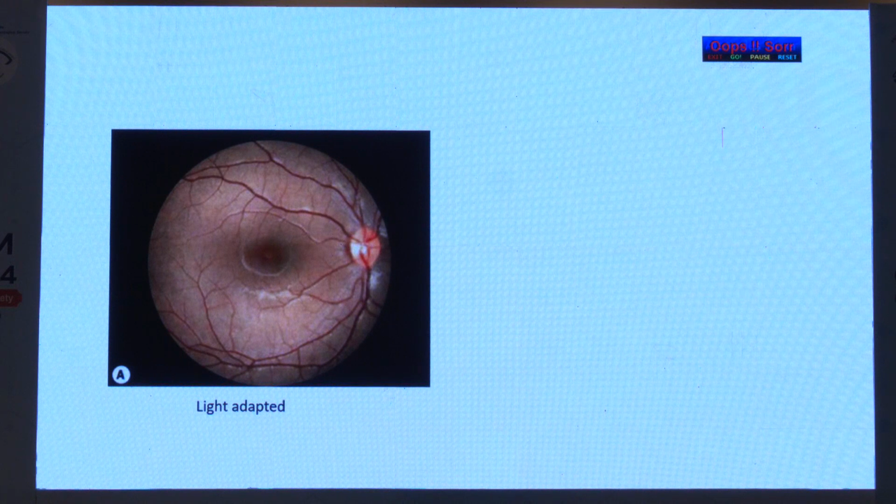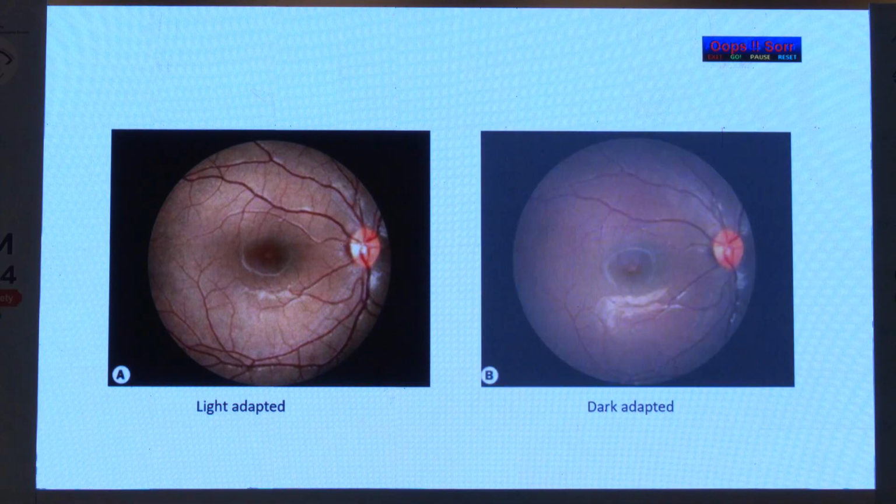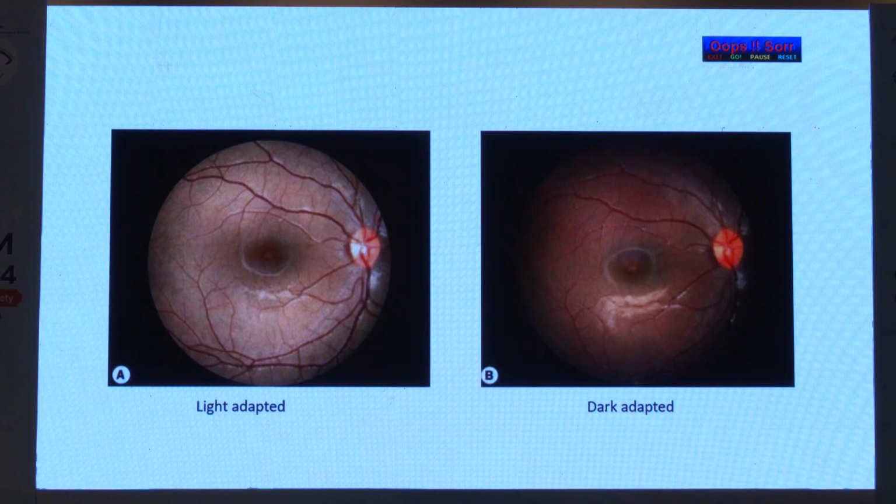Again, you see the fundus. This is in the light adapted state, a fundus photo is taken, and then the patient is shifted to a dark room and the fundus photo is repeated. You see the change in sheen of the fundus picture. Here it is a bright sheen, and there it is a normal sheen. So this is a classical representation of the Mizuo-Nakamura phenomenon, that is Oguchi disease.